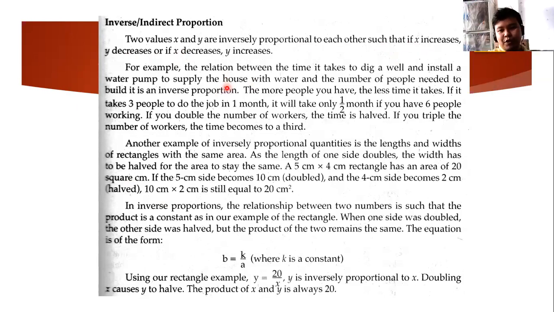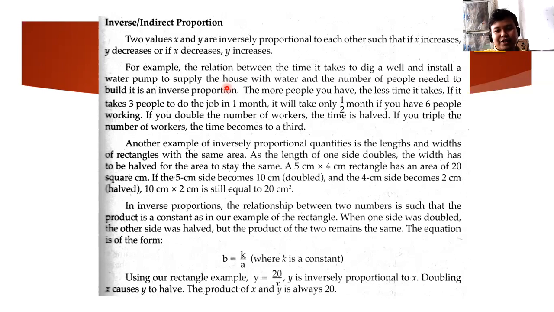For example, the relation between the time it takes to install a water pump to supply a house with water and the number of people needed to build it is an inverse proportion. The more people you have, the less time it takes. If it takes 3 people to do the job in 1 month, it will take only half a month, 15 days, if you have 6 people working. If you double the number of workers, the time is halved. If you triple the number of workers, the time becomes one third.